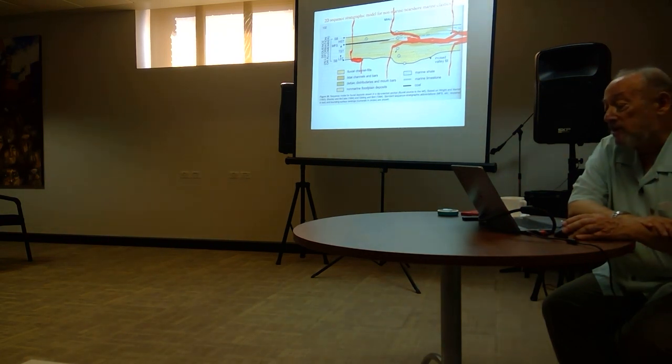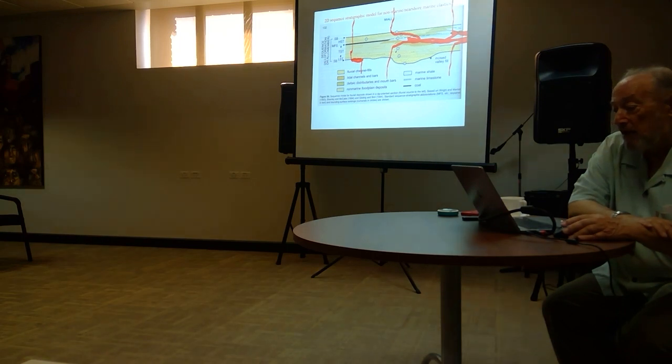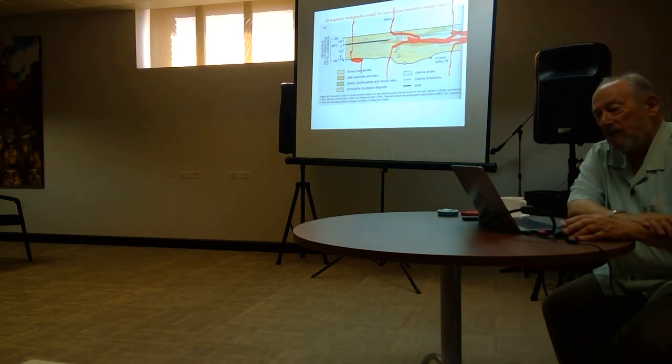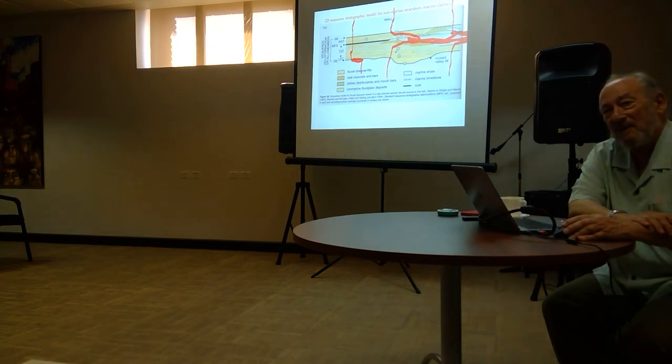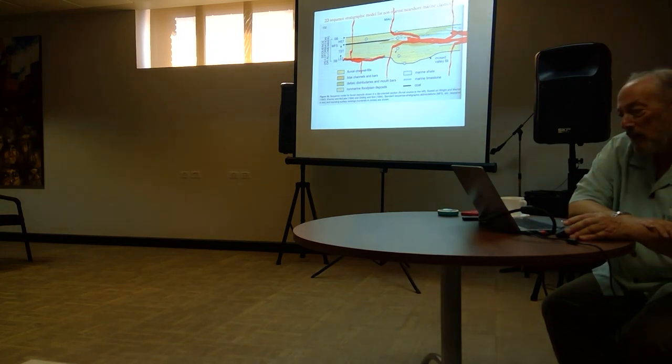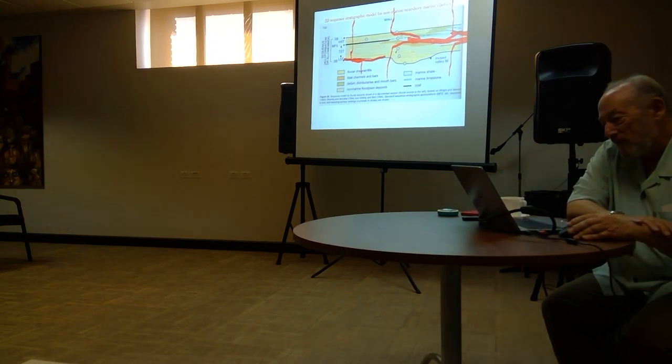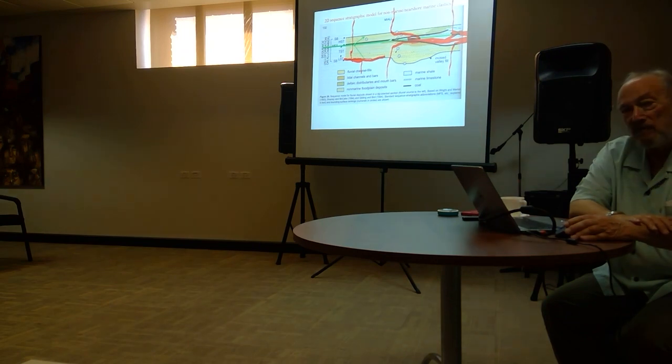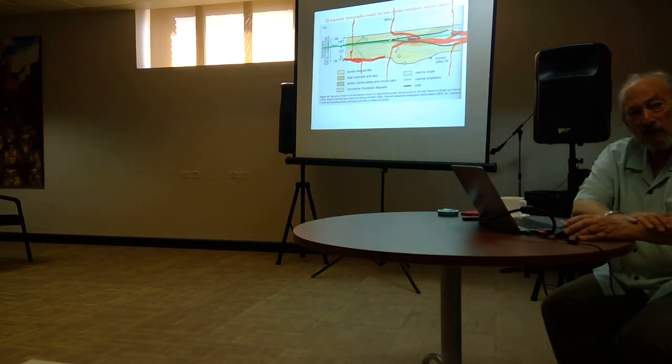So if you call a maximum flooding surface a sequence boundary, then you're a Gallowayian, and an Exonian if you call the sequence boundary down there. So I'm an Exonian myself. So this green line then is your maximum flooding surface. And remember the definition: it's a surface that represents the maximum landward extent of the shoreline, which in this picture would be right there.